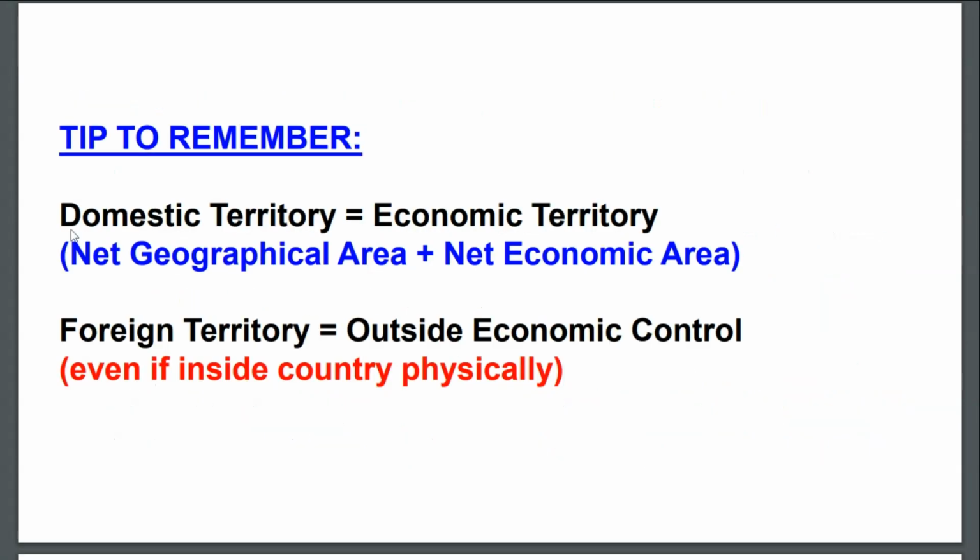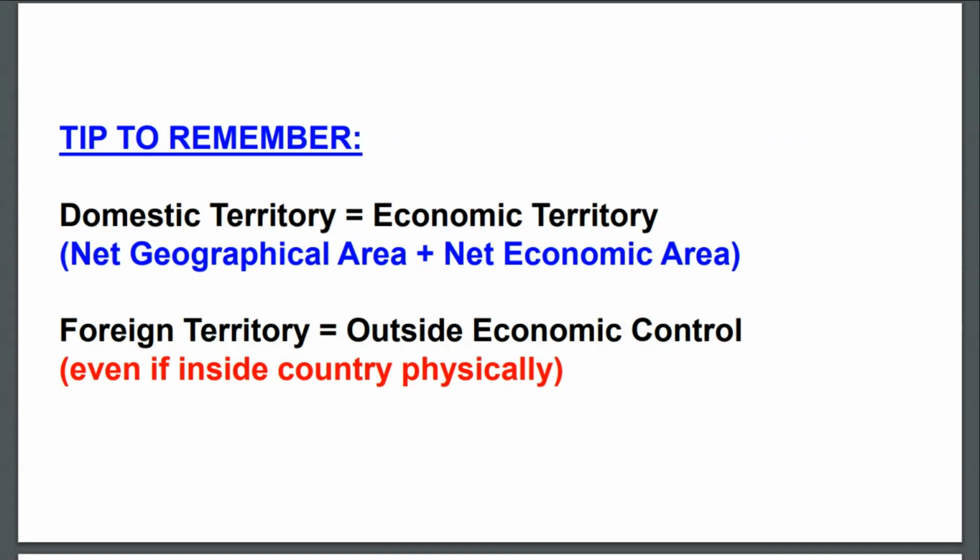Here is another important tip to remember: when we say domestic territory, it is synonymous with economic territory. And I've brought another interesting piece of information for you: net geographic area plus net economic area. Both put together make the economic territory. For example, say we have a consulate in Chennai. That particular consulate, though part of the geographical area, is not in the interest of India's domestic income. So we have consulates in foreign countries, and foreign countries have consulates in India.